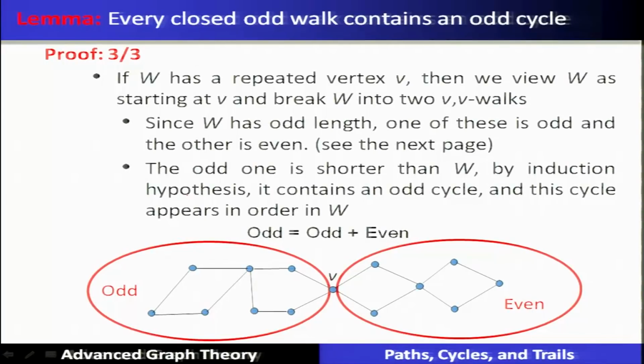Now, if W has a repeated vertex V, then we can view this walk W as starting at V, and we will have two different walks. This is one VV walk and this is the other VV walk. Since W has an odd length, one of these walks is odd, let us say this is an odd walk, and the other one is even. The odd one is shorter than W. By induction hypothesis, it contains an odd cycle, and this cycle appears in the order in W. So, that is why odd plus even becomes odd. So, every odd walk contains an odd cycle.